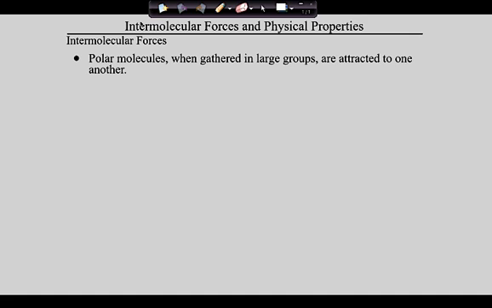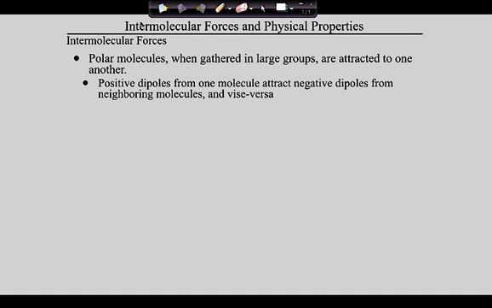Well, guess what? So do polar molecules. But instead of being north to south, they attract positive dipole to negative dipole. See the connection? No pun intended. Magnets attract north pole to south pole. These polar molecules attract positive dipole to negative dipole. So the positive dipole from one molecule attracts the negative dipole from a neighboring molecule, and vice versa, and they just stack up upon one another.